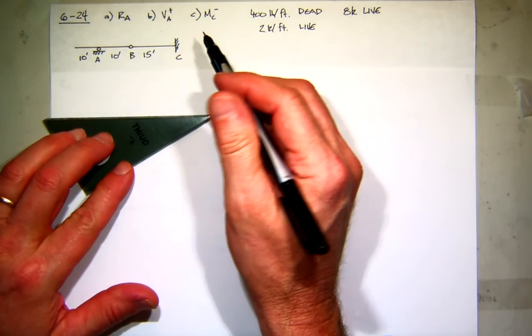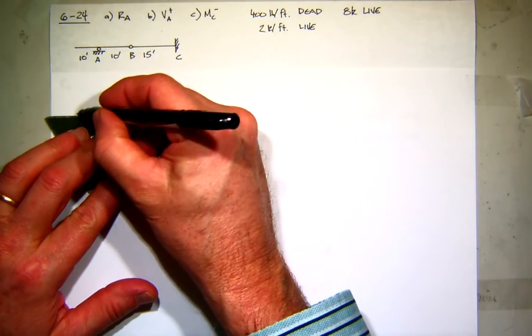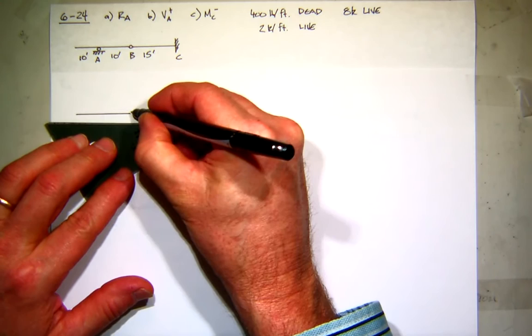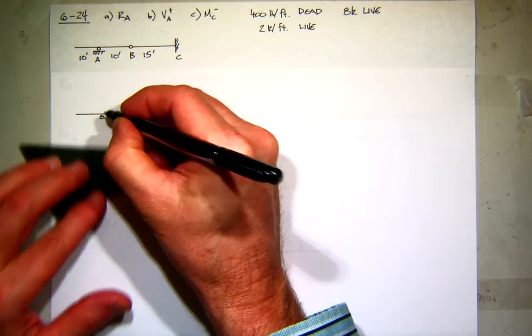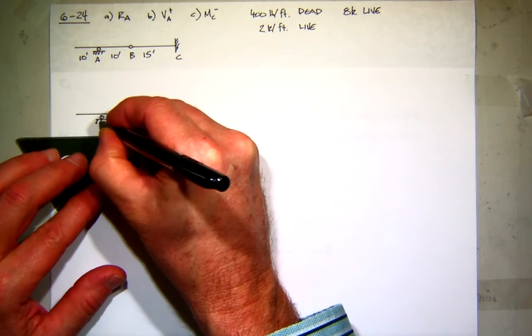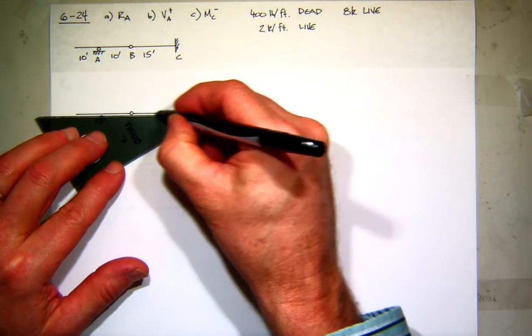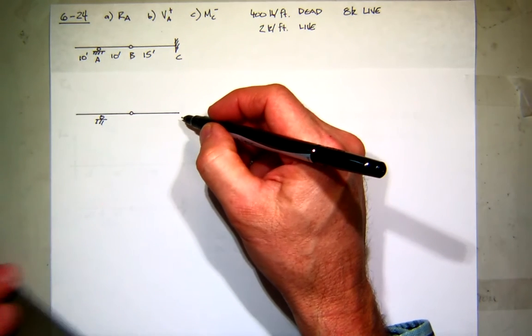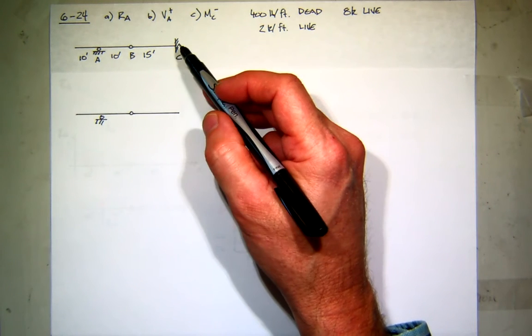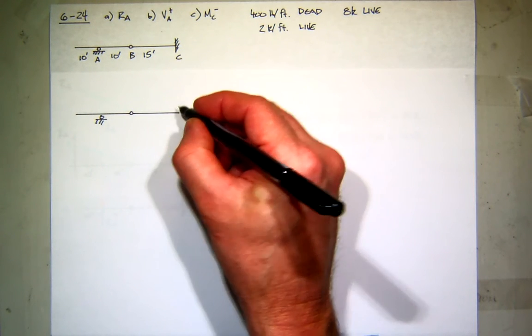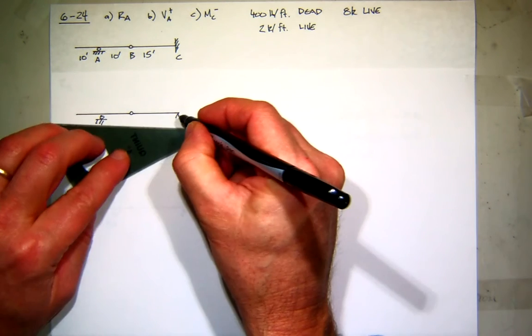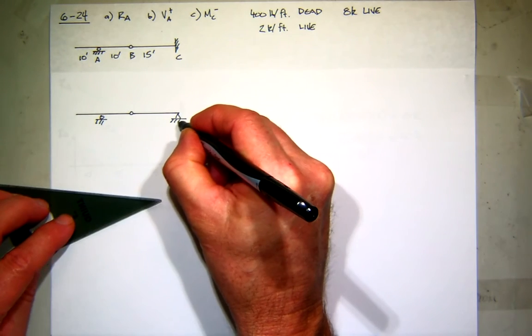So here's my structure. So let's see what it looks like. I've got this pin. This is a roller. Now I'm going to come to C and I'm going to remove its ability to withstand moment. So it's a fixed connection. And if you take the moment away, really what you have is a pin. Right?